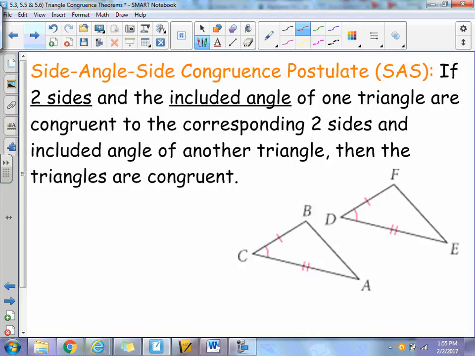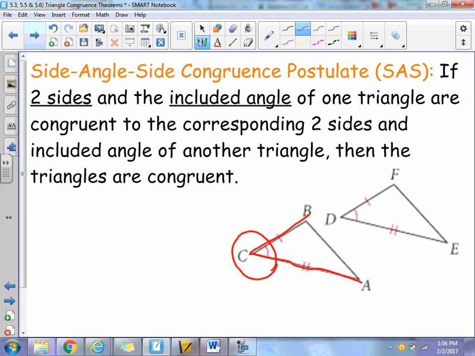Second one is side angle side. The important part of this is knowing that your angle is included. What do I mean by included? It's in the middle. See how C is in the middle of those two sides? It's like the cream in the middle of the Oreo cookie. You want it in the middle.